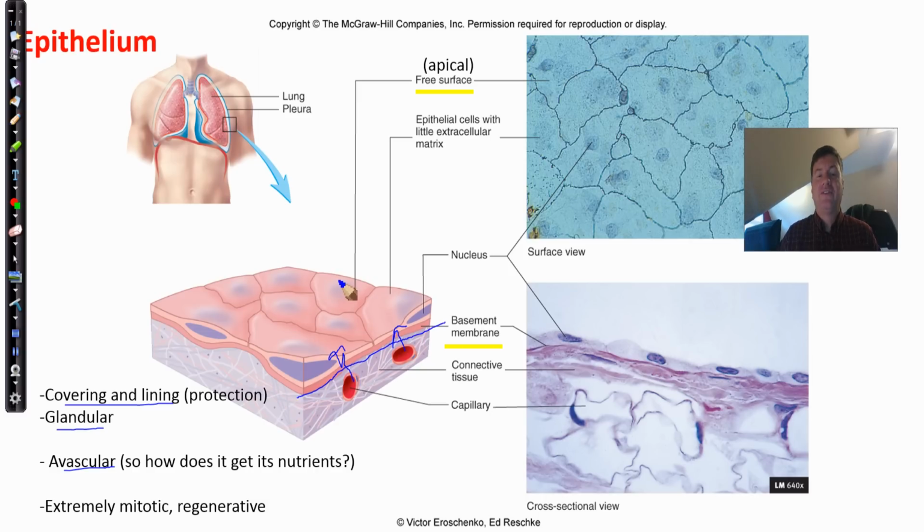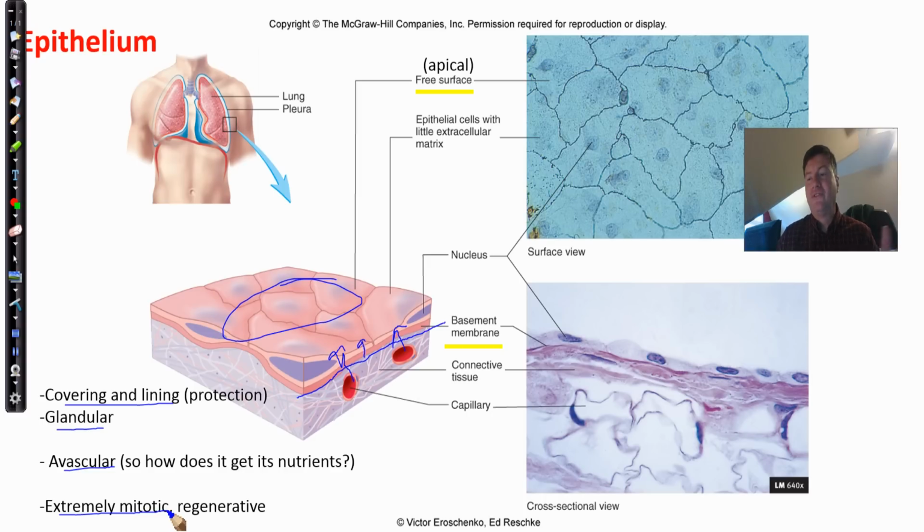As you might guess, the tissue on the very top is going to receive less stuff than the stuff at the bottom, and that's exactly right. So the stuff on the top tends to be sloughed off, tends to be lost, tends to be dead, and gradually it's going to be replaced with the tissue that's growing underneath it. Because it isn't vascular, and because it's exposed to the outside environment so heavily, epithelial tissue is extremely mitotic. That is, it has a very fast rate of reproduction, and it's regenerative.